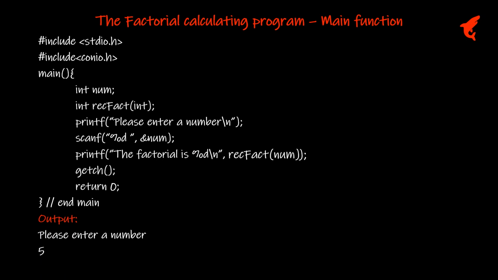Here the printf statement's rectfact function call had made the first call. So this rectfact function call will now be replaced with the value 120. Then the print statement will be executed, and the result will be printed as the factorial is 120. And after executing the getch and return 0 statements, the main function will end.